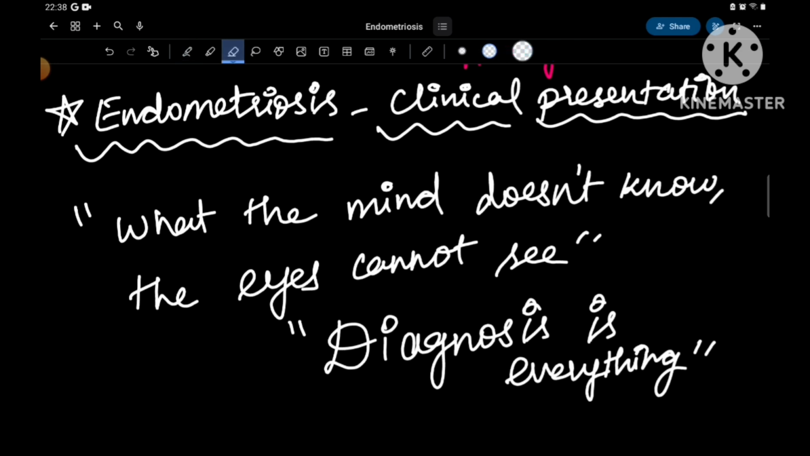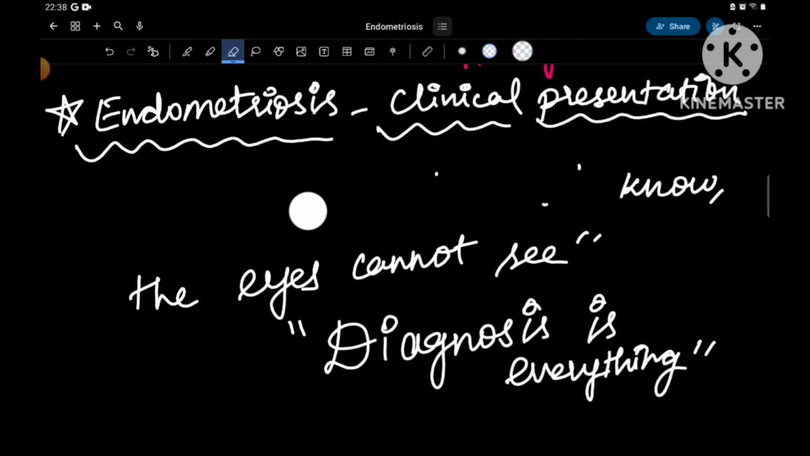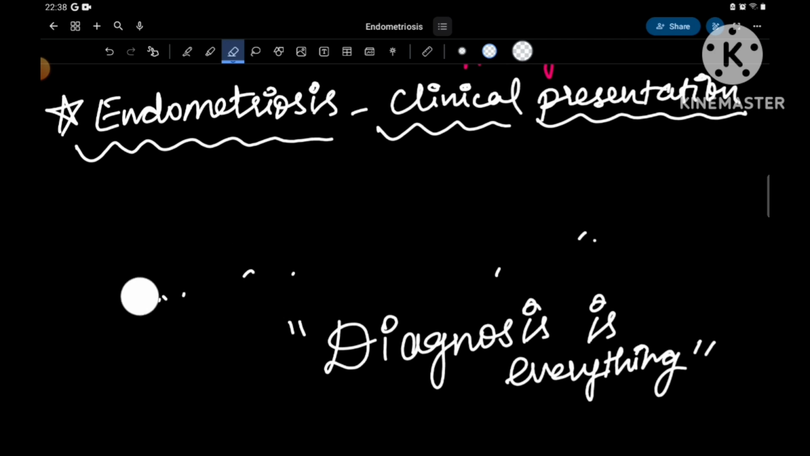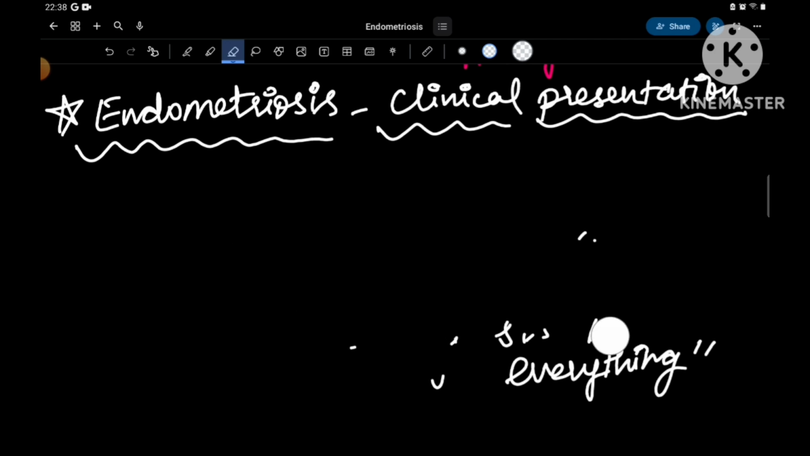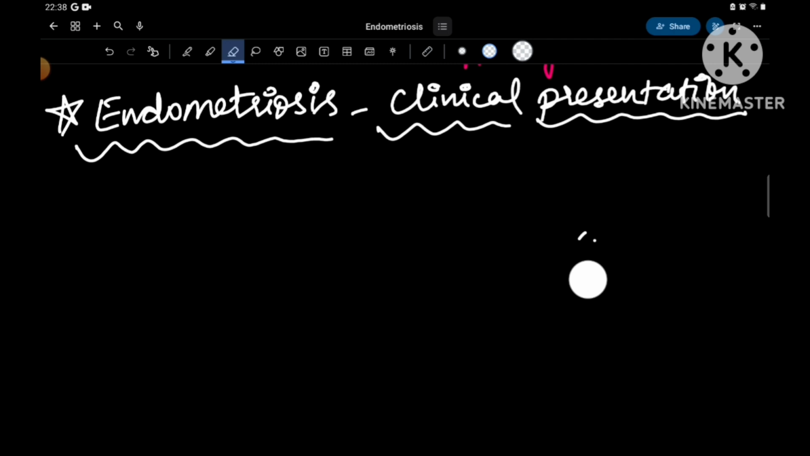This week I'll be speaking for the whole day, but still I want to say this, right? Early diagnosis, many diseases could be prevented by this. Okay, guys. Can we go to the clinical presentation? Yes. Endometriosis clinical presentation. There are 4 symptoms, guys.